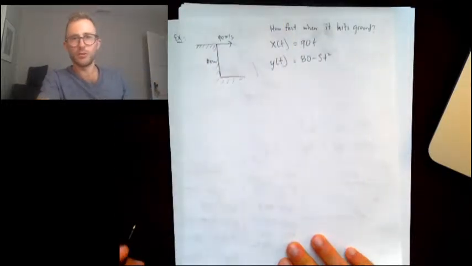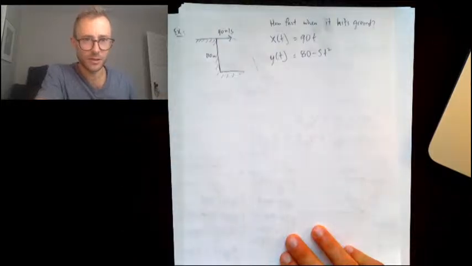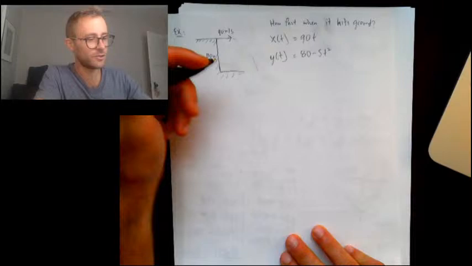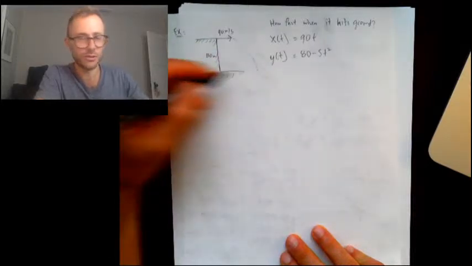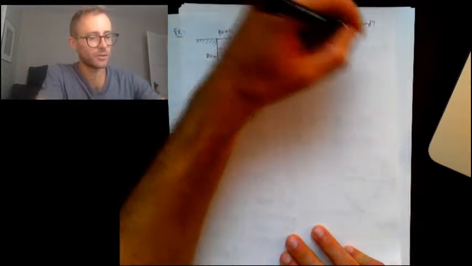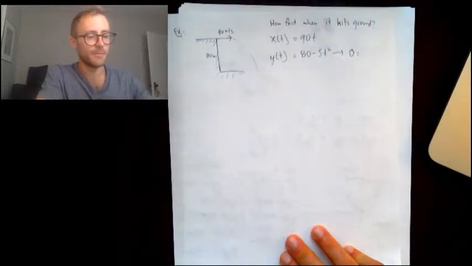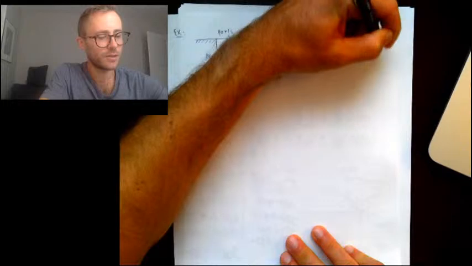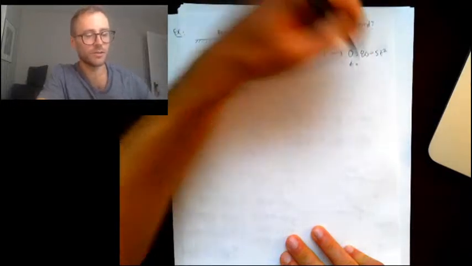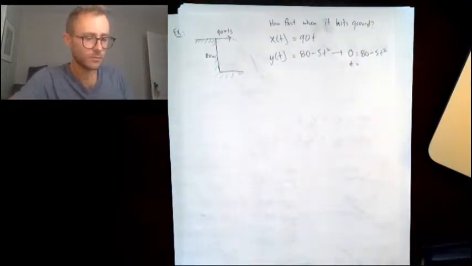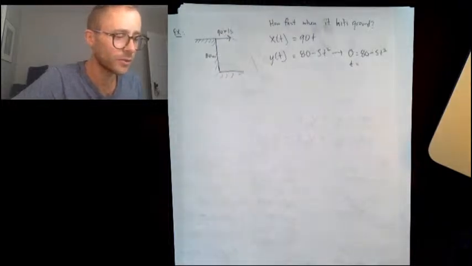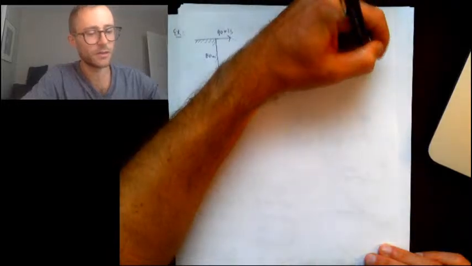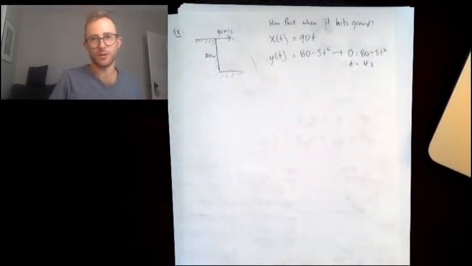So the first thing we want to do is figure out how much time it takes to hit the ground. When it hits the ground, y is equal to 0. The elevation is equal to 0. So we take this equation, we say 0 equals 80 minus 5t squared. And this tells me that it is going to be the square root of 16, so 4 seconds. It's at 4 seconds that it's hitting the ground, okay?